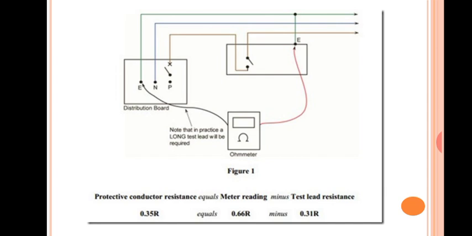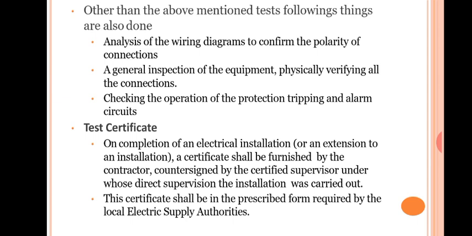The protective conductor equals meter reading minus test leads. So other than the above mentioned test, the following things are to be done: analysis of the wiring diagram to confirm the polarity of the connection.